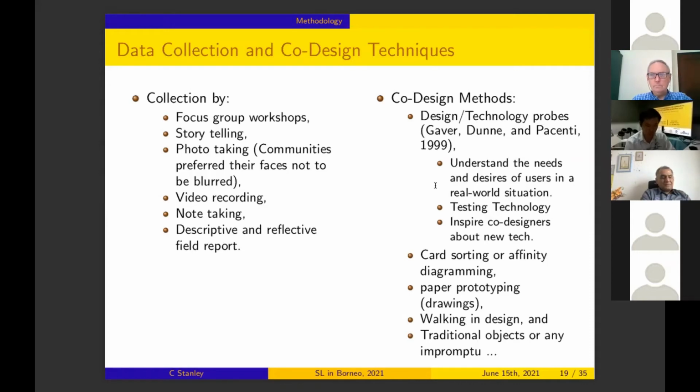We used design or technology probes to understand the needs and desires of users in a real world situation. Sometimes that was just to spark the co-design aspect, and testing the technology inspired co-designers about the new technology. Obviously, we also used card sorting, affinity diagrams, paper prototyping, drawings, and also, very important, working in design. Communities at times told us, no, get up, let me show you how we do it. Perhaps you will have a better understanding of what we are talking about.